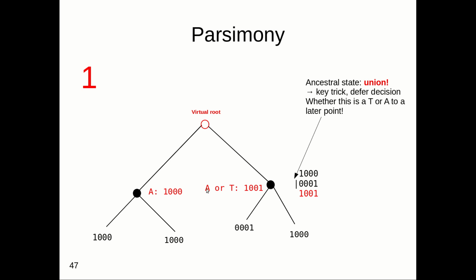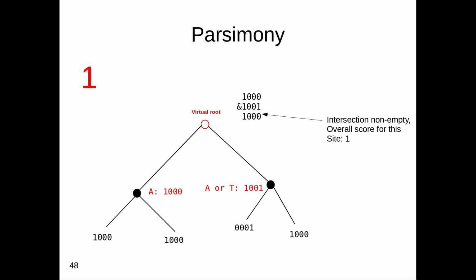So we say, well, here at this inner node, the ancestral state could either be an A or a T. We cannot really decide yet because we're waiting for getting more information from the left part of the tree. So this is the key trick of parsimony calculations. That's the only thing that you really need to understand, that we defer the decision whether this should be a T or an A to a later point in time. And that's why we store that as a set union.